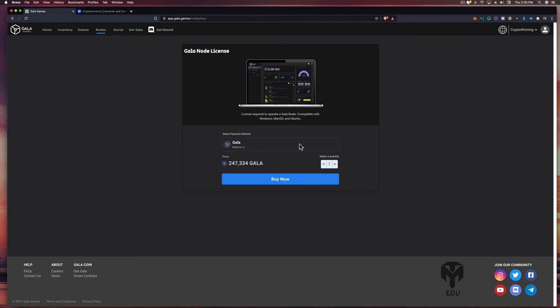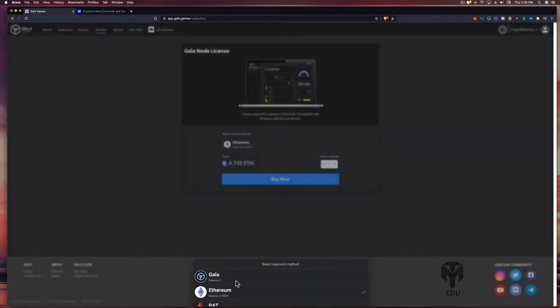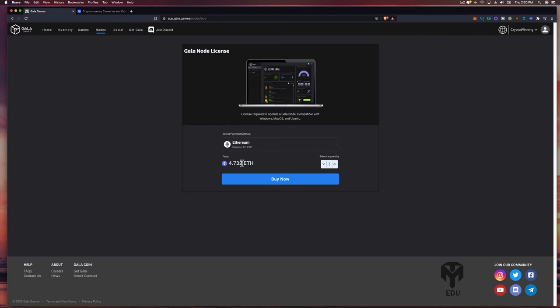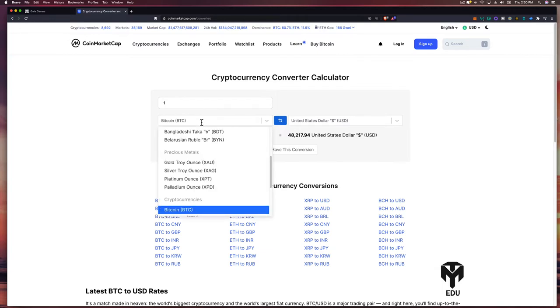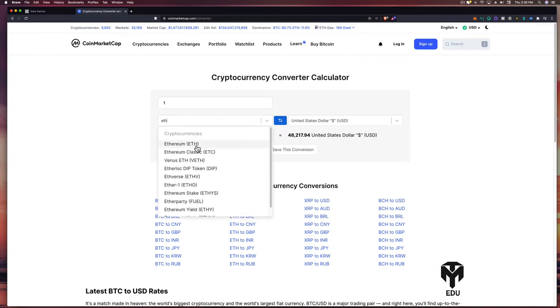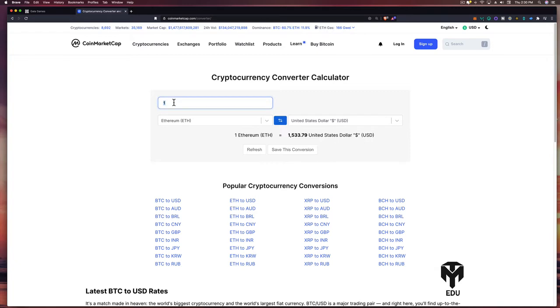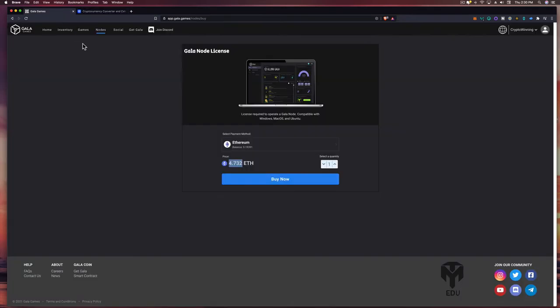So you see the prices here. So let's go to Ethereum. So you need 4.72 Ethereum, 3.2 to buy this right now. And it's going to keep going up because there's only 50,000 of them. So right now it's about $7,000. And I know that sounds like a lot, but when you understand what this does, it really isn't.